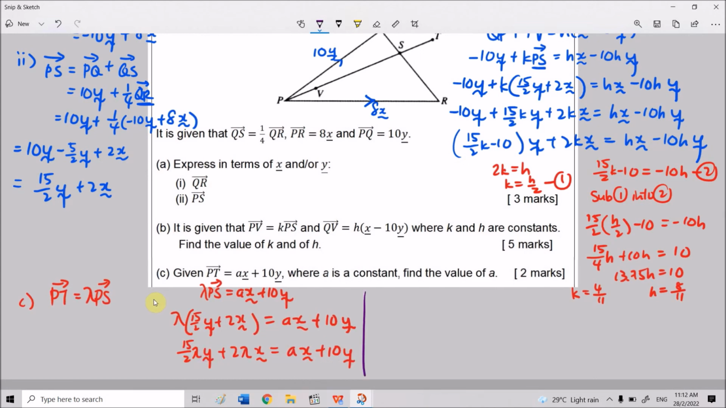Okay, so I write here at the side, 2 lambda equals a. Yeah, this one, 2 lambda equals a. 15 over 2 lambda equals 10. From this equation, we can find the value of lambda, which is 3 over, let me see, 4 over 3, sorry, 4 over 3. That's the answer.